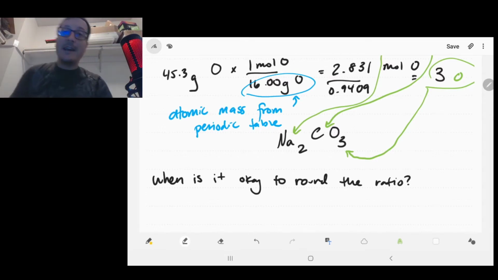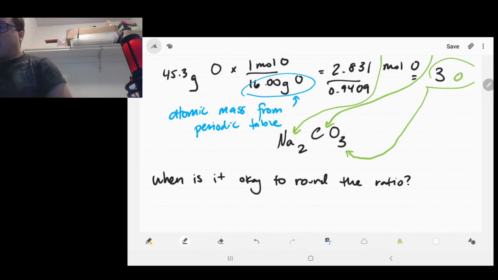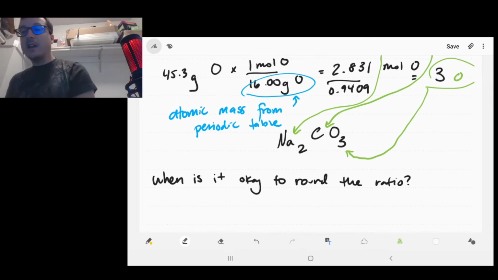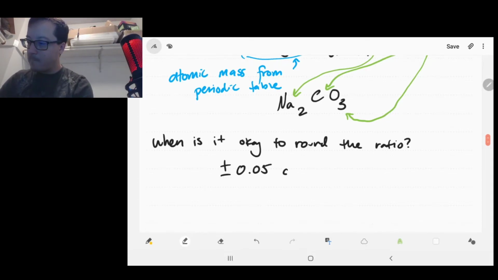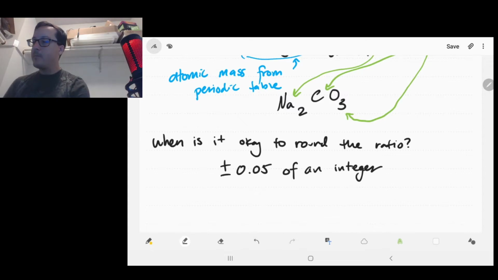And we'll see this in our next example, that I've cooked up one that we're going to end up with not integer numbers. And really, the only time you're allowed to round is when you are within 0.05 of an integer. Other than that, I'll show you what to do.